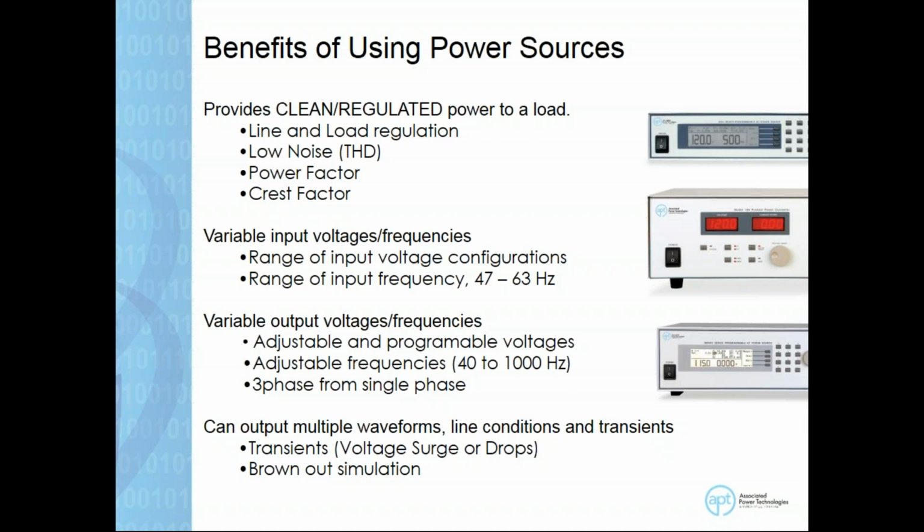In order to provide clean, regulated power, you may require a power source which is able to do what we call line and load regulation. So on the input side, if the voltage fluctuates, the output side is able to keep the voltage steady. Now this is what we mean by line and load regulation.